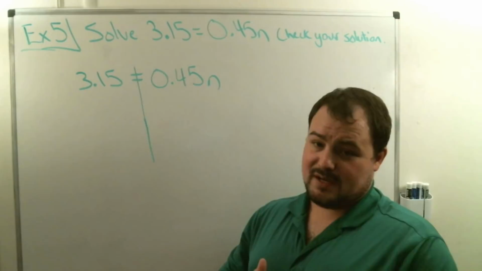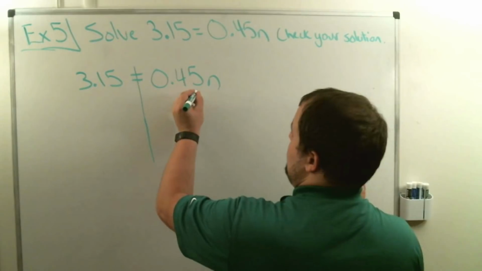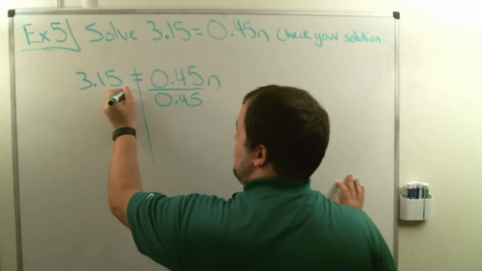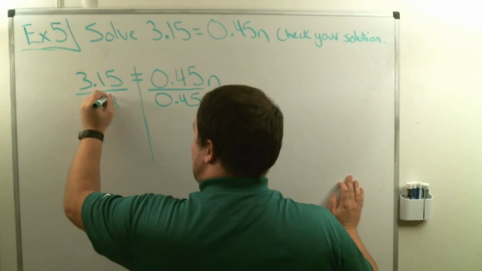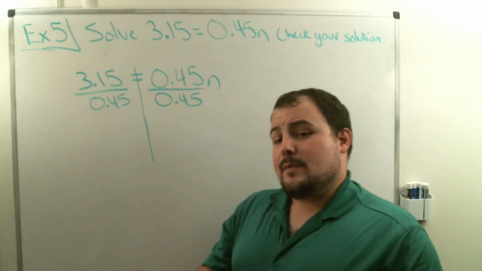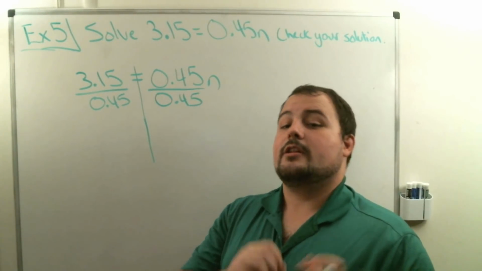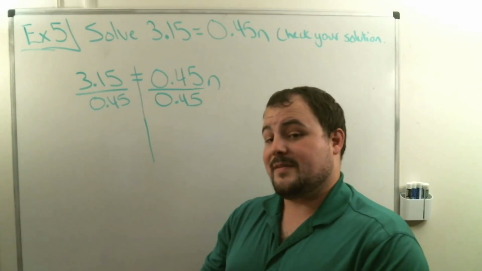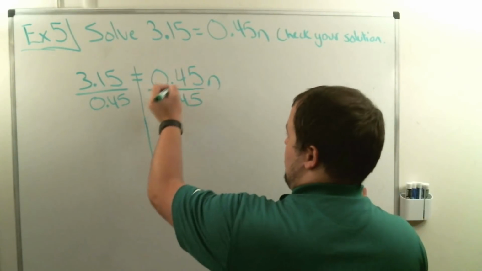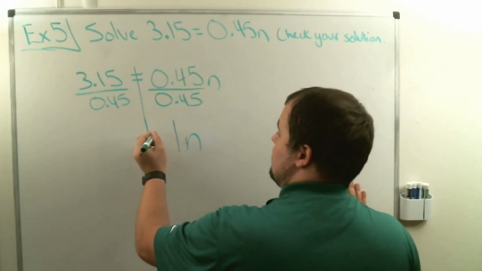So to get rid of something in mathematics, we do the opposite. The opposite of multiplying is dividing. So what we would do is we would divide by 0.45. And if we do that to one side, we need to do that to the other side. Any number divided by itself in mathematics equals 1. 1 divided by 1, 1. 2 divided by 2, 1. 3 divided by 3, 1. 4 divided by 4, 1. Any number divided by itself is always 1. So 0.45 divided by 0.45 is 1n equals.